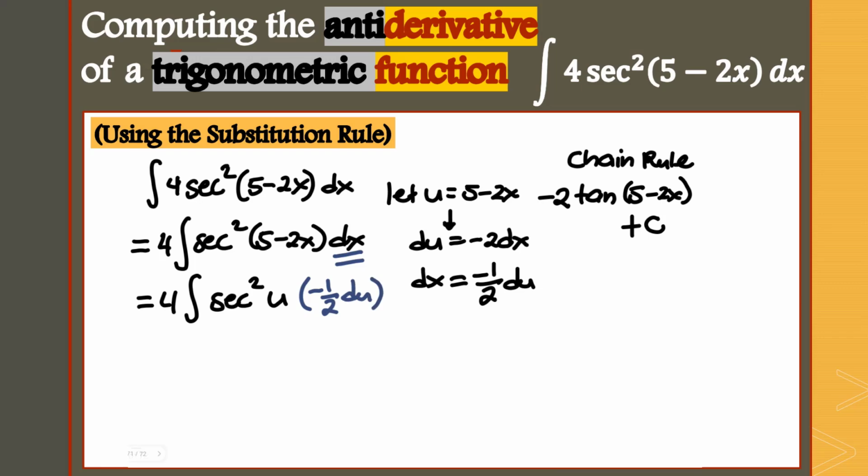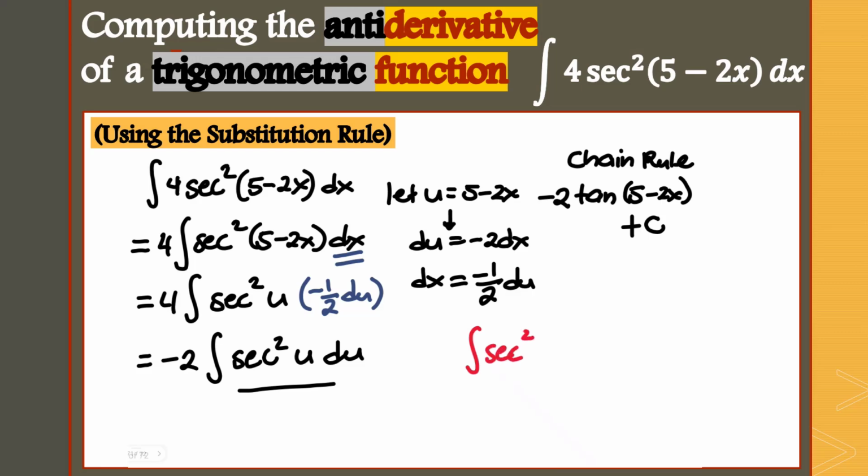Now, let's look into that. We can see that our function would now have negative 1/2. You can take that out. You'll have here 4 times negative 1/2, which is equal to negative 2, the integral of the square of secant u du. Then here we do have a rule for this. The integral of the square of secant x dx would be equivalent to tangent of x plus c. So using that here, this would be equivalent to negative 2 times tangent of u, not x, plus c.